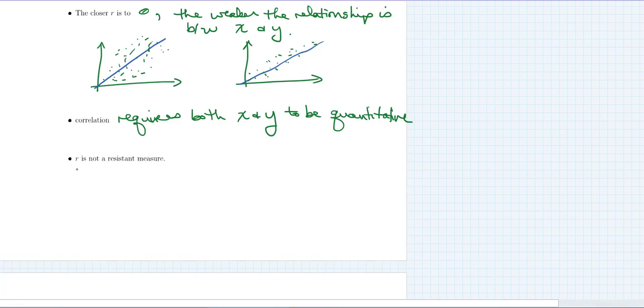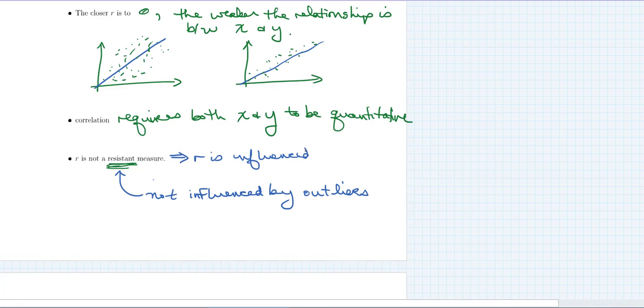Alright, and the last thing to know is that R is not a resistant measure. We didn't talk about resistance in any of our other videos up to this point, so let me just say right now, resistant means not influenced by outliers. However, we're saying that correlation is not resistant, which means it is influenced by outliers. R is influenced by outliers.